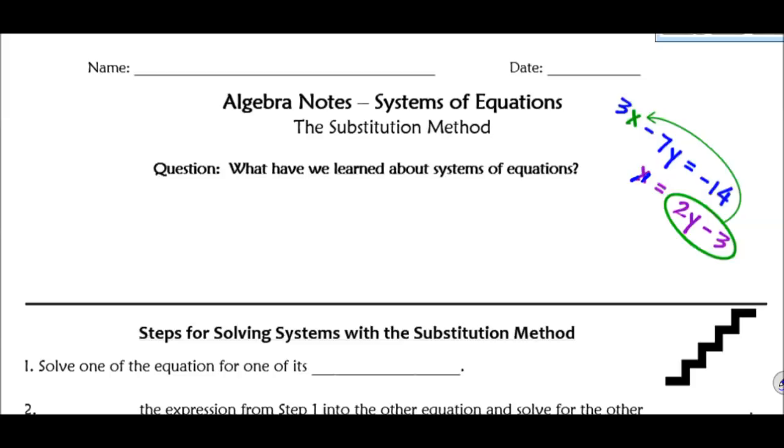Here we're going to learn about yet another way to solve a system of equations. This one's called the substitution method. So far we've learned that a system is just more than one equation.